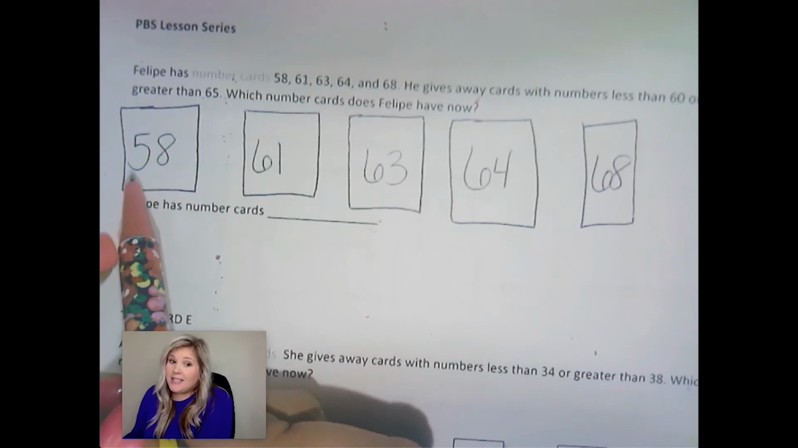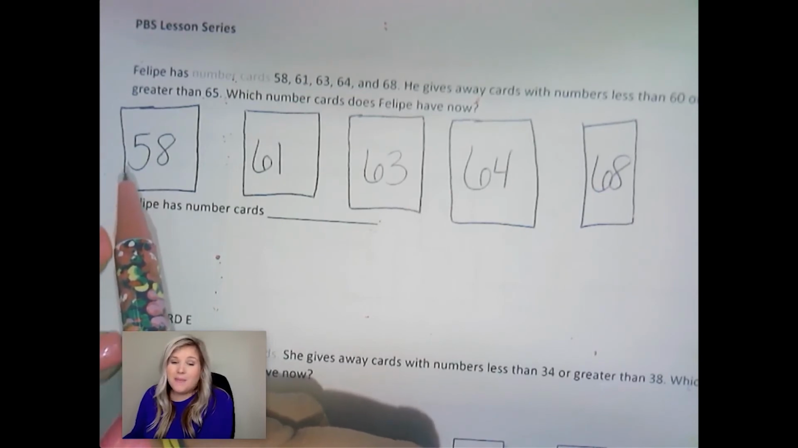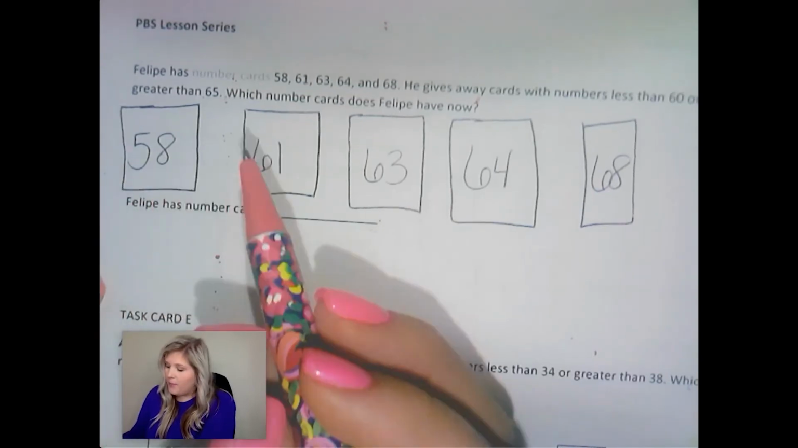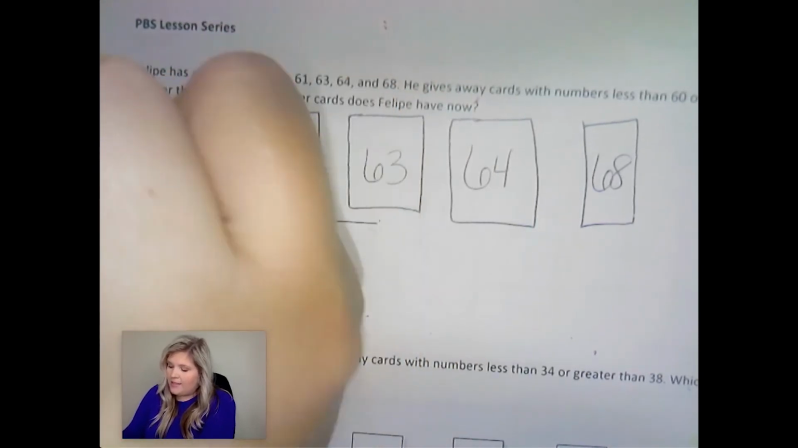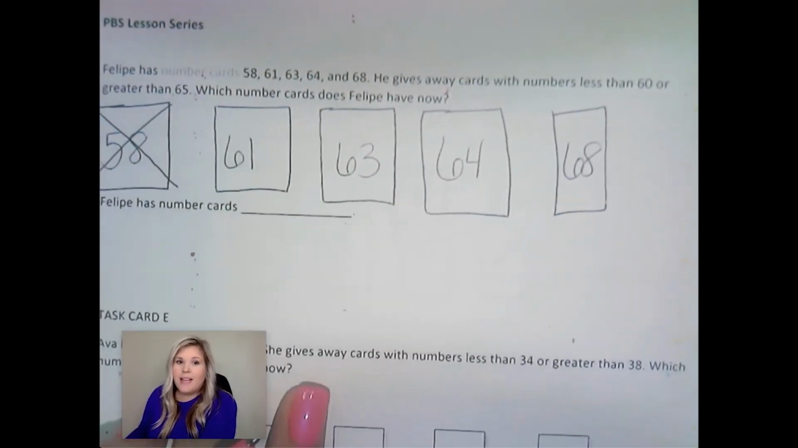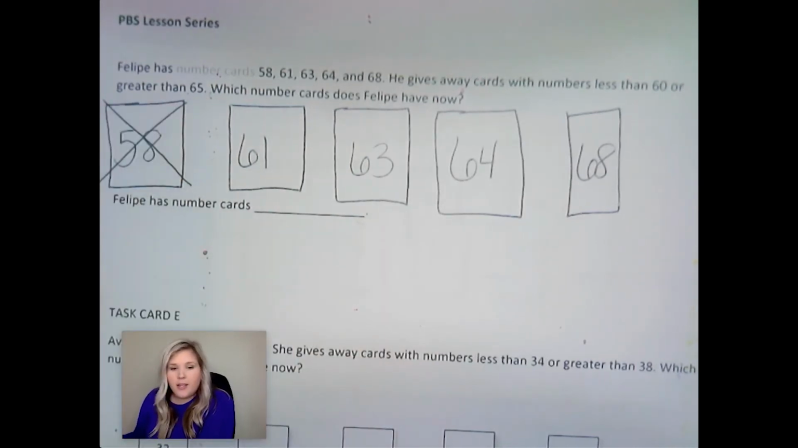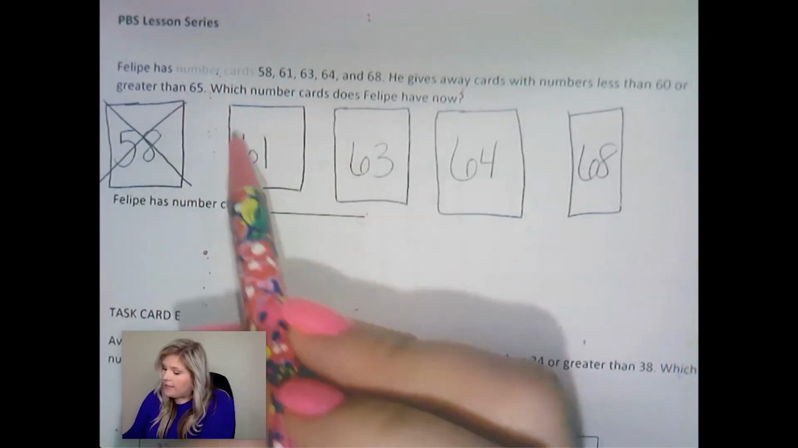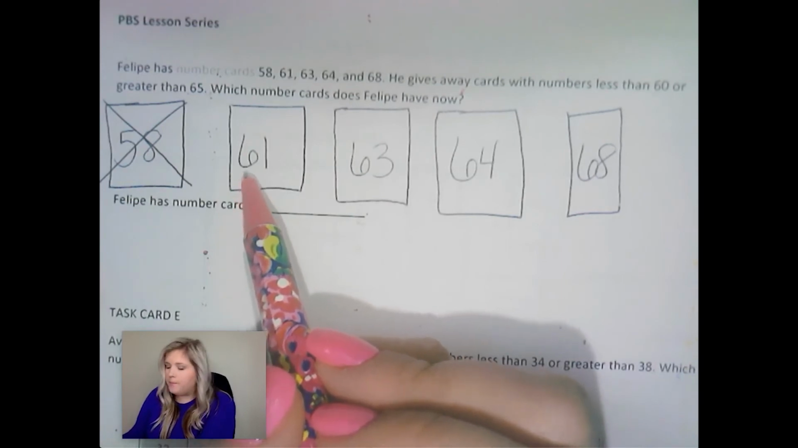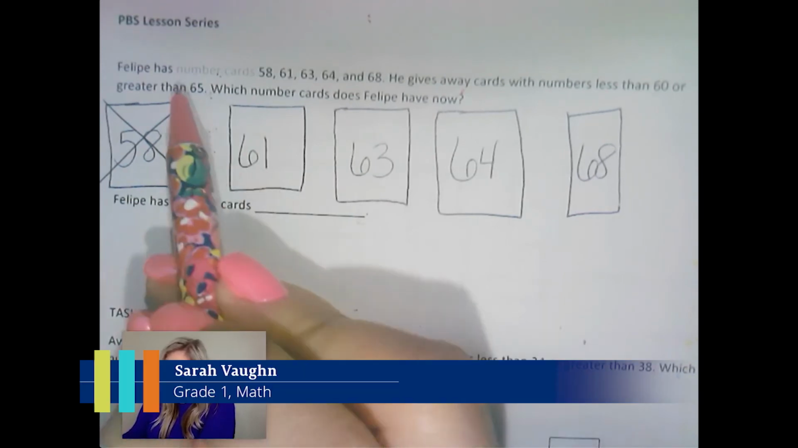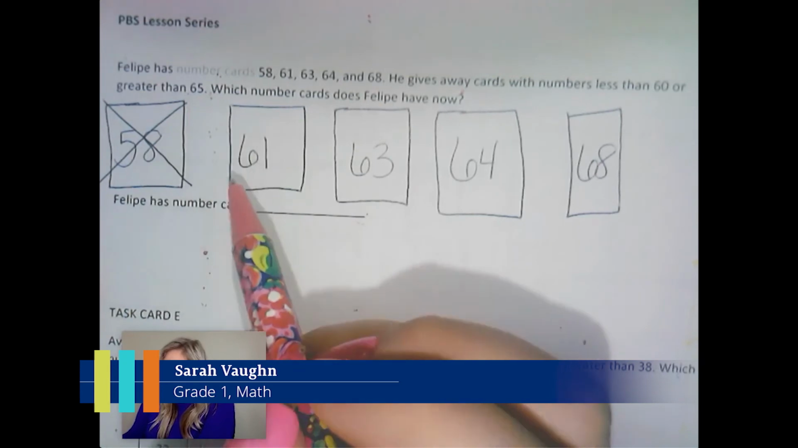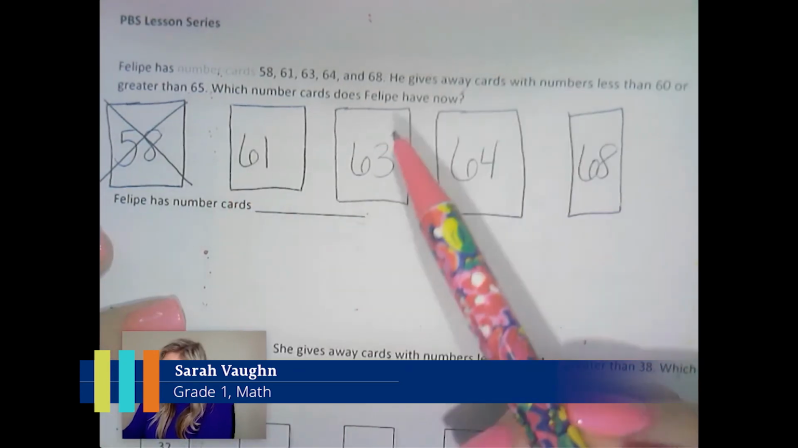58 has less tens than 60. So we can mark that out because 58 is less than 60. Next, it says or greater than 65. So let's look. 65 has 6 tens, and so does 61. But 1 is less than 5. So that's not greater than 65.